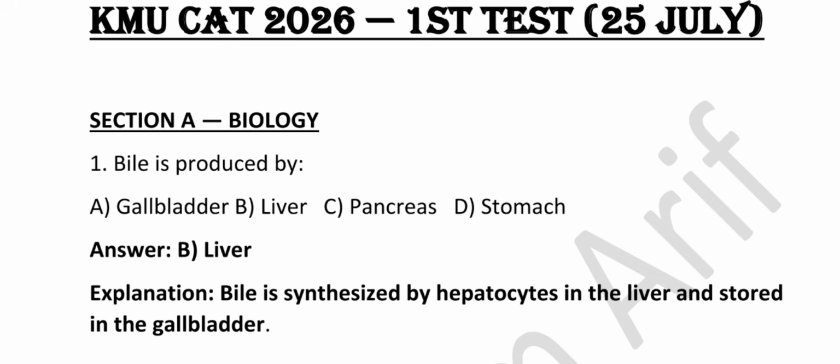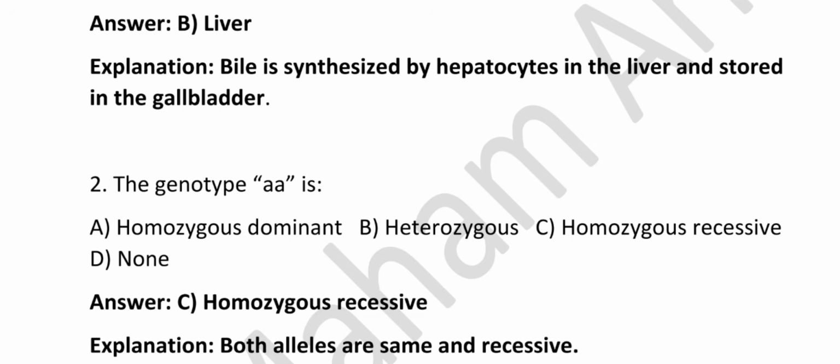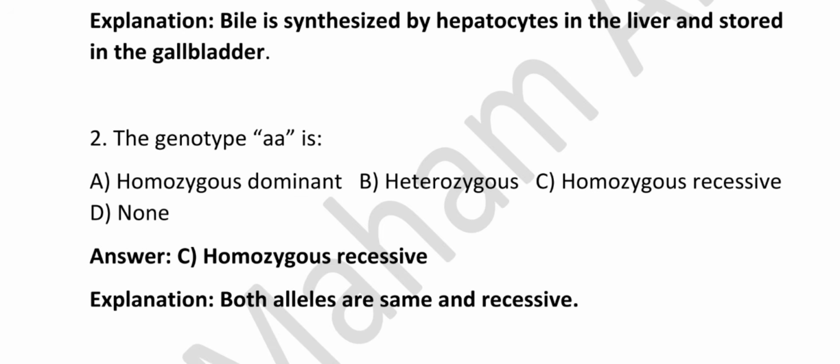Bile is produced by, correct answer is option B, that is liver, because bile is synthesized by hepatocytes in the liver and stored in gallbladder. The genotype AA is, correct answer is option C, that is homozygous recessive, because both alleles are same and recessive.